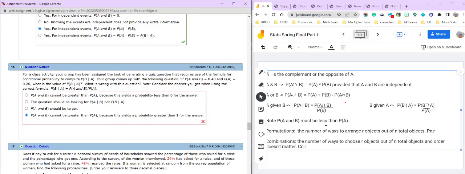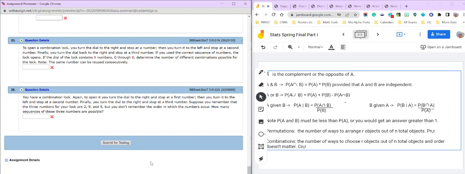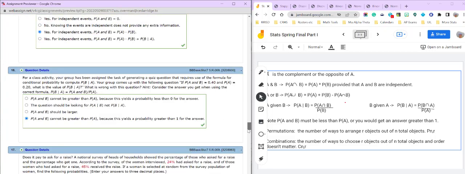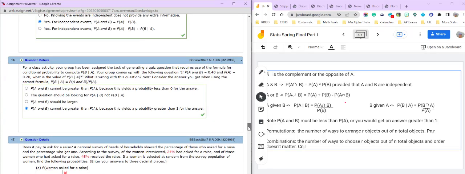So you would get an answer greater than 1, which is not possible. So it's not possible, so let's go ahead and go with that. Submit. And it agrees. You can't get a probability bigger than 1.